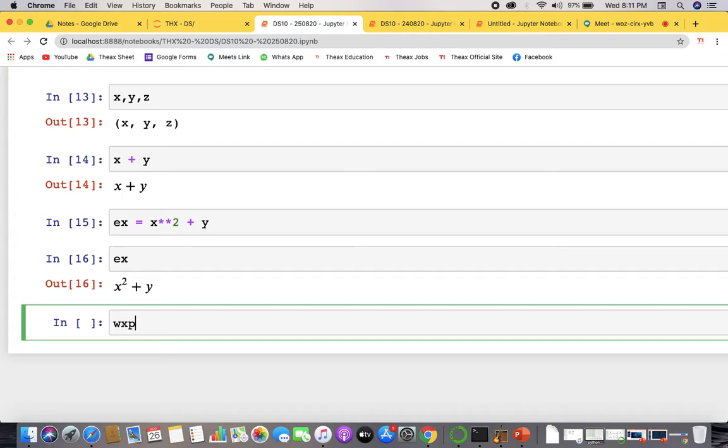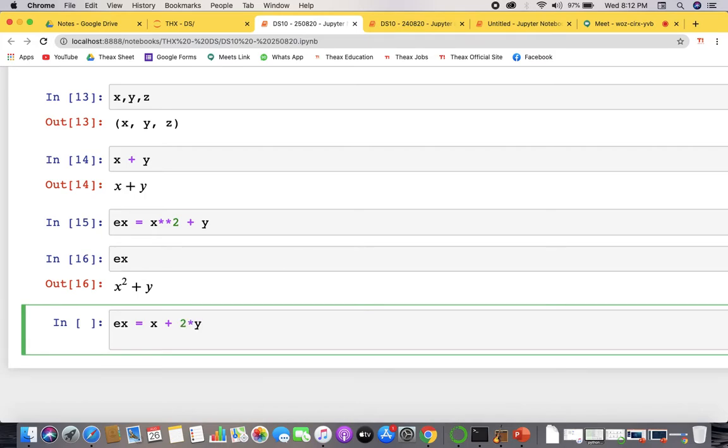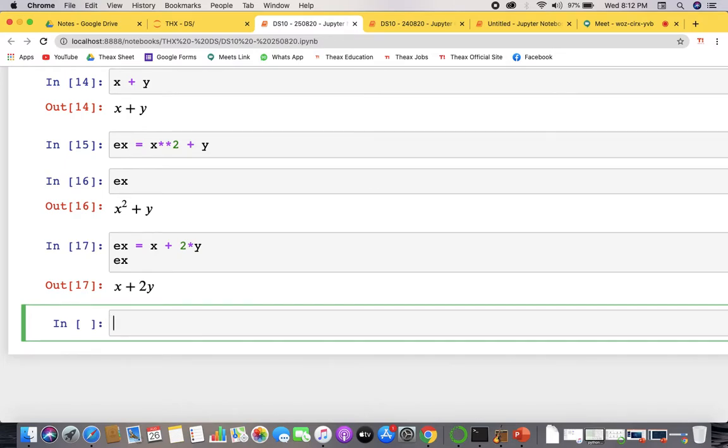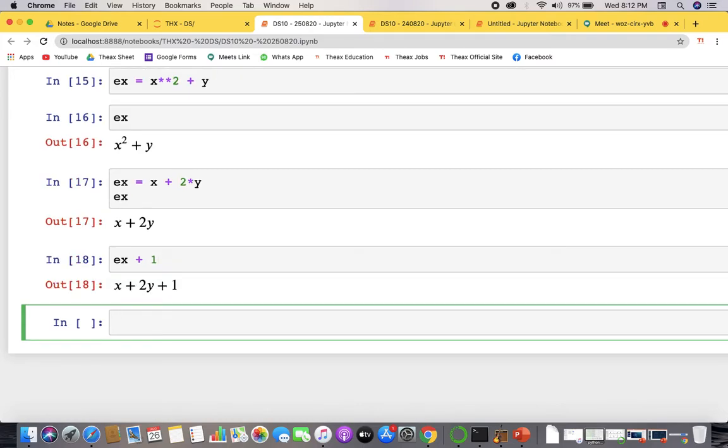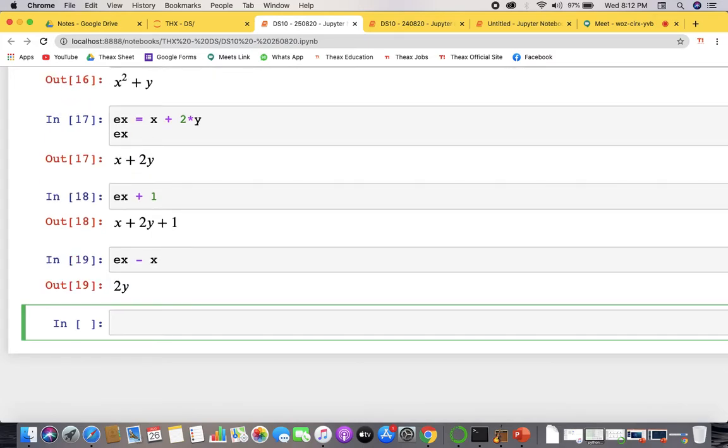Now let's just say we have an expression ex, and we'll write it as x plus 2y. Okay, if you see your expression, it would be x plus 2y, right? Cool. Then we write ex plus 1. So x plus 2y plus 1. Okay, or expression minus x. So only 2y. Okay. So like that you can get other things.